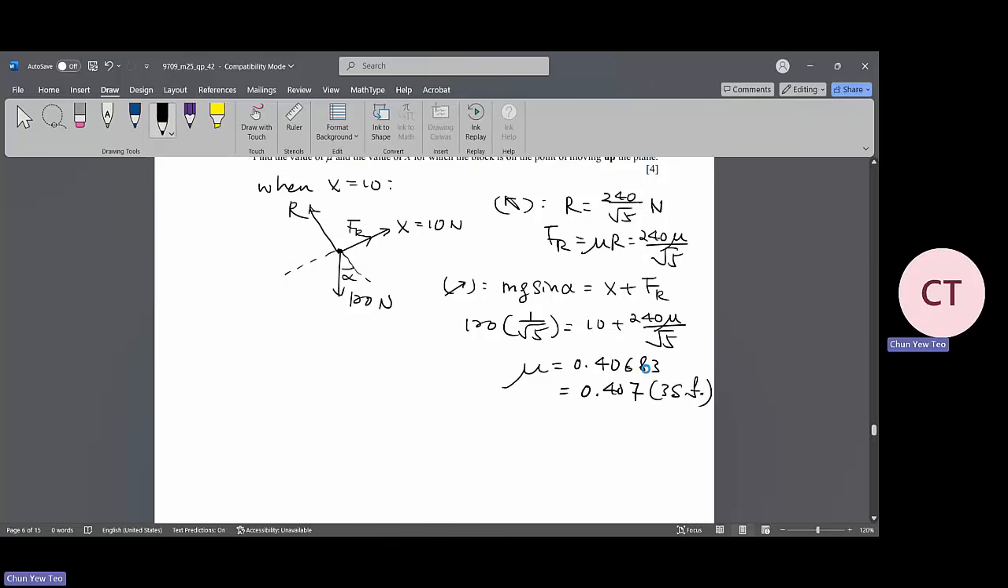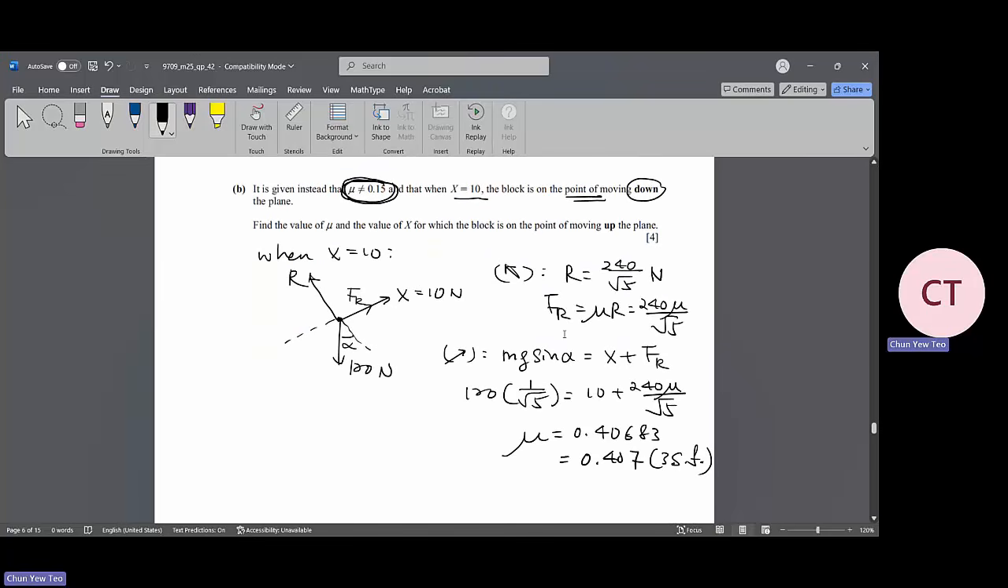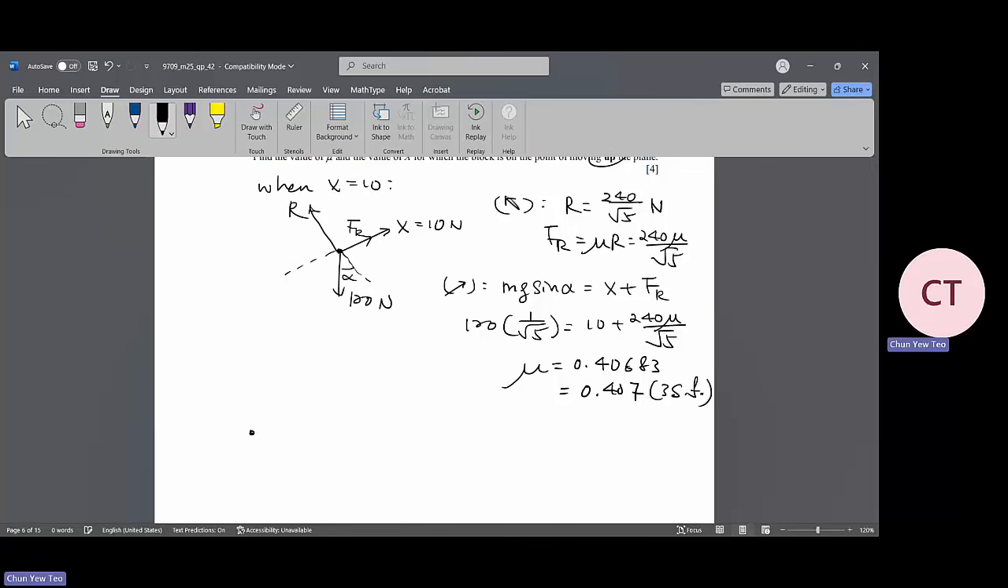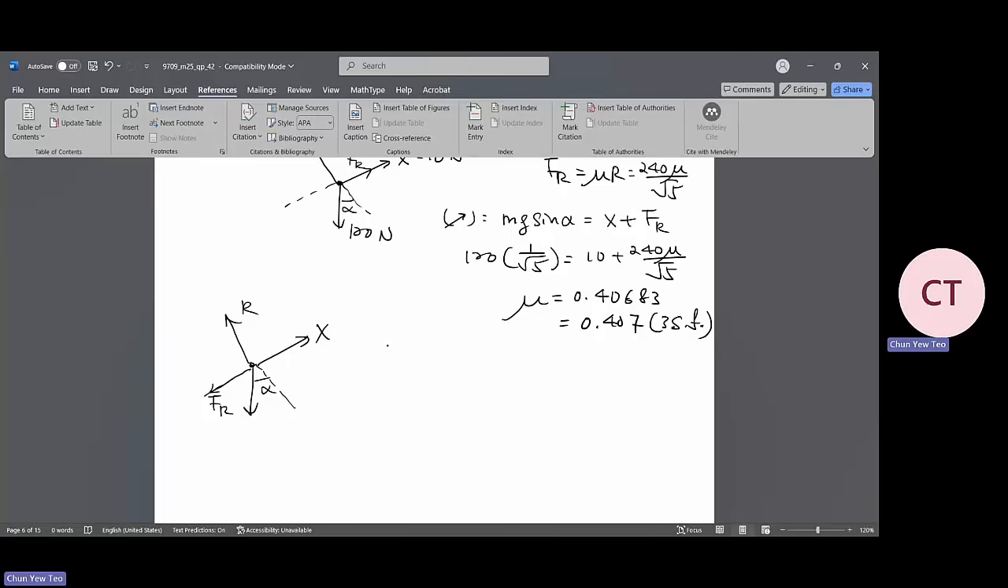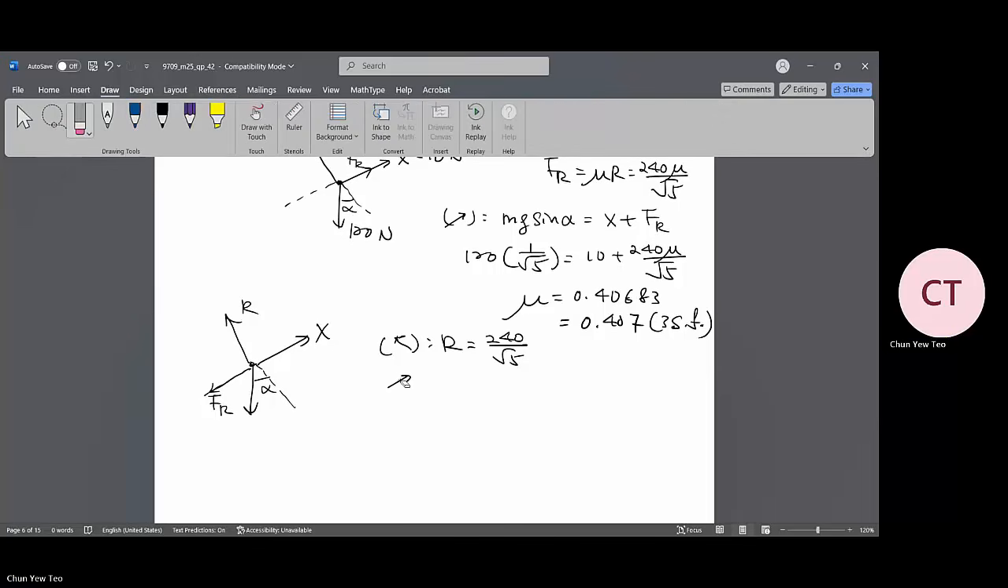Okay. Then after that, we haven't finished yet, because now we are considering the case where we want to find the value of x so that the block is at the point of moving up. So in another situation, your x is over here, your R is over here. This is your alpha. Your frictional force this time is going this way because you're at the point of going up already. So over here, your R is actually still the same, 245. And then your FR is this, 240 mu over 35.